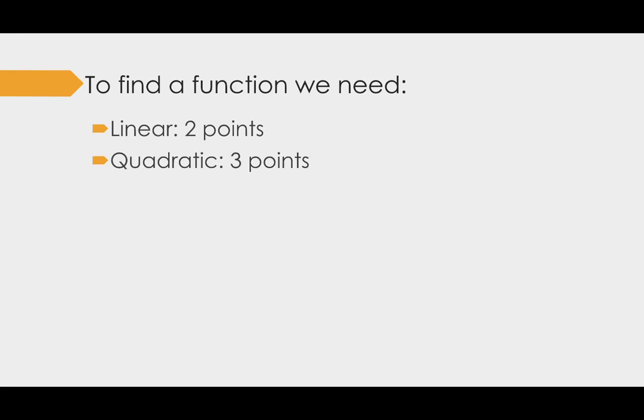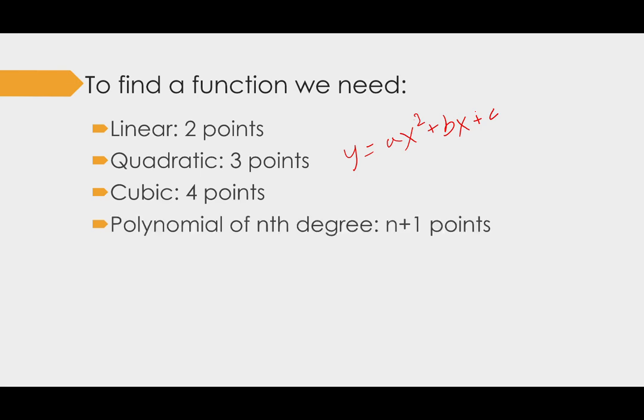If you have 3 points, you can find the a, b, and c in the equations. If it's cubic, degree of 3, then you need 4 points. So you see a pattern here? Any polynomial function, whatever the degree is, you just add 1, and that's how many points that you need.